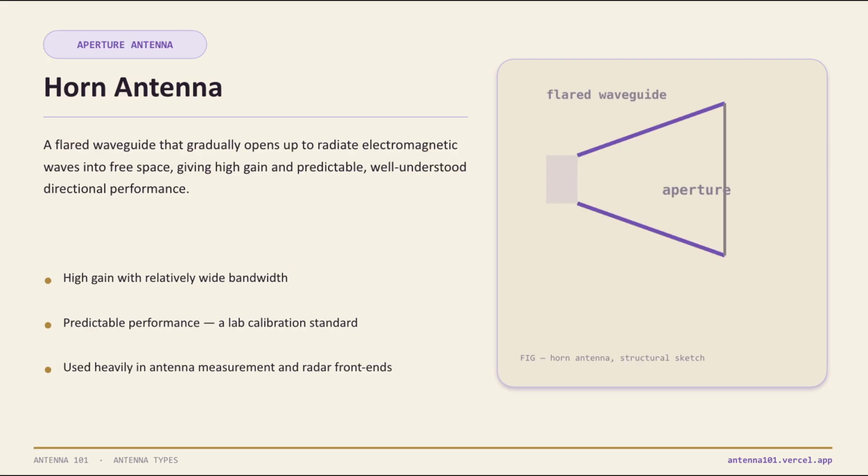A horn tuner is a flared waveguide that gradually opens up to radiate electromagnetic waves into free space. Horn tuners are commonly used when high gain, relatively wide bandwidth, and good radiation performance are needed. They are also widely used in tuner measurement and calibration because their performance is well understood and predictable.